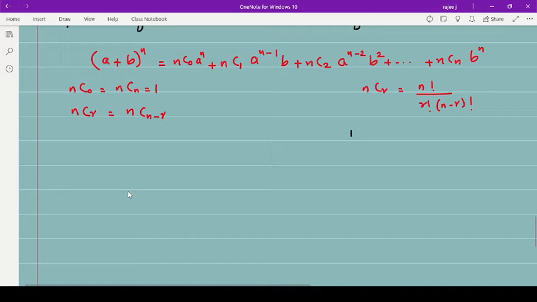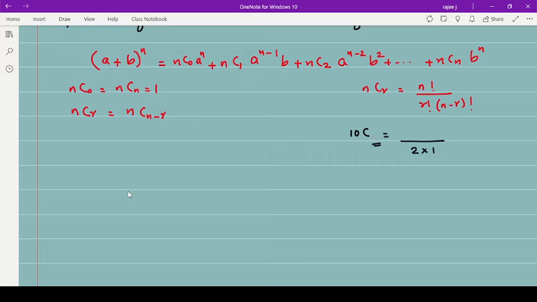Suppose I want to find out 10C2. We could use the formula, but instead of using that formula, an easy shortcut is this: look at the number in the denominator. Starting from that number, write the numbers in descending order right up to 1.